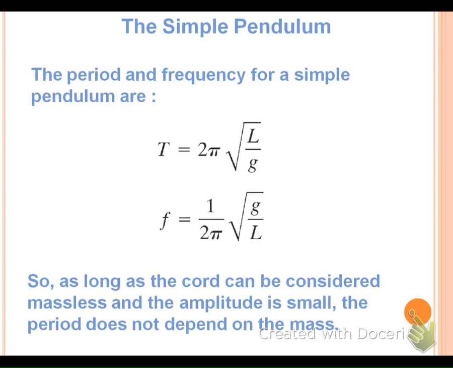As counterintuitive as it may seem, the mass on the end of this pendulum doesn't even have an effect on either the period or the frequency. You don't see an m anywhere in this equation. So the mass of this pendulum has no factor. It doesn't slow it down or speed it up. As long as we consider that the cord itself is massless and that the amplitude is not a crazy distance from equilibrium, we can use these equations. We can use the length and gravity to keep that in a simple, repetitive, identical motion.